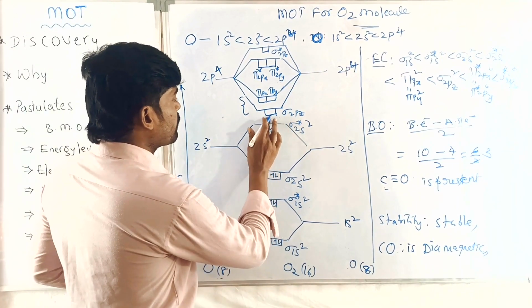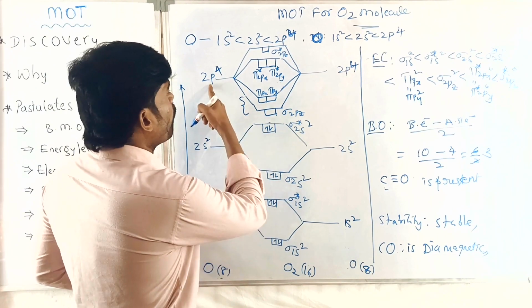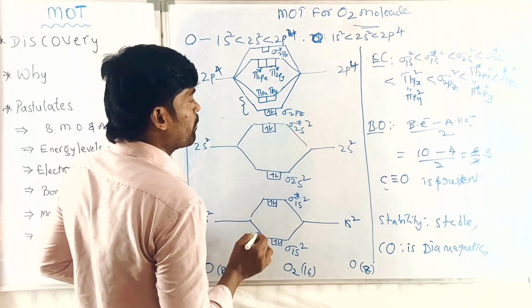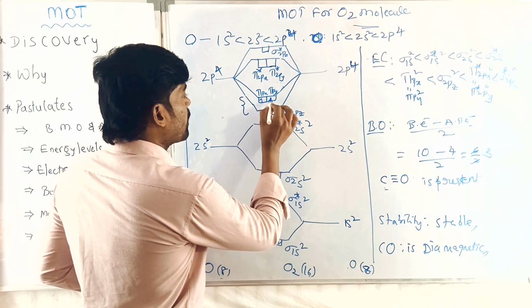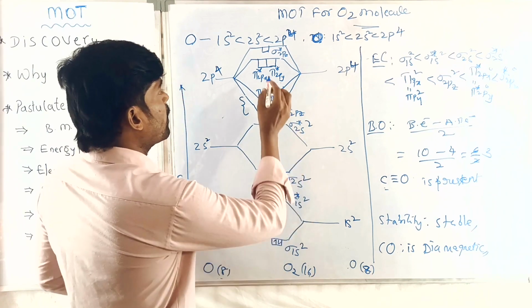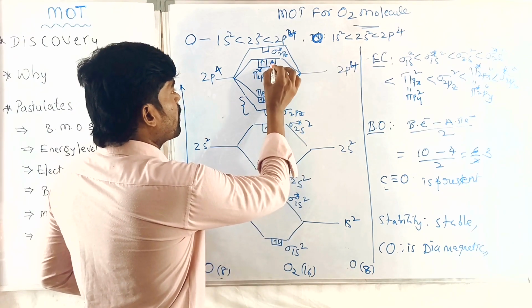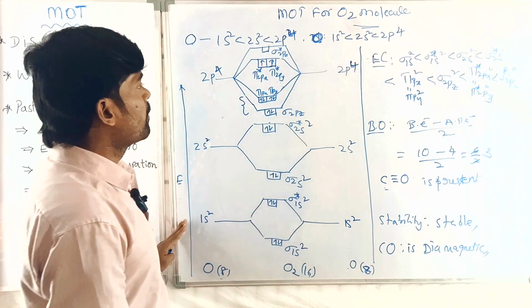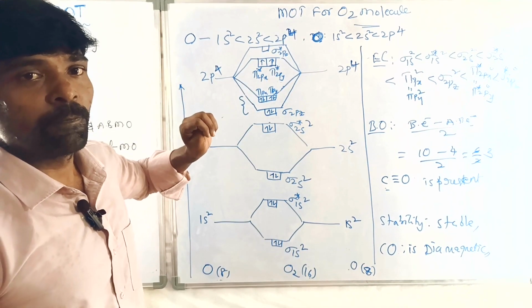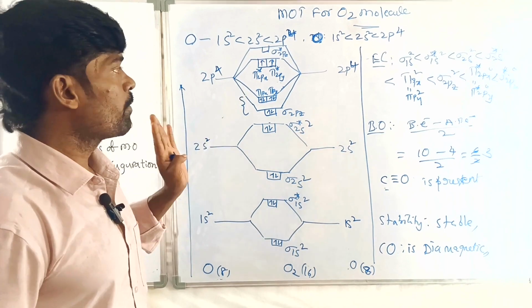So now let's fill the electrons. Here 4 electrons, here 4 electrons. Very first, sigma 2pz will be occupied by 2 electrons, and then pi px, pi py will be occupied by 4 electrons. Then 2 more electrons will be there. The 2 more electrons will be present in pi star 2px, pi star 2py. Fine. Pi star 2px, pi star 2py.